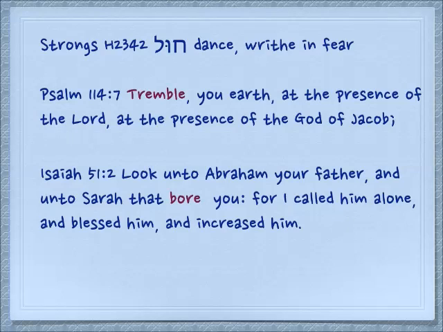Psalm 114:7, "Tremble, you earth, at the presence of the Lord, at the presence of the God of Jacob." Isaiah 51:2, "Look unto Abraham your father, and Sarah that bore you. For I called him alone, and blessed him, and increased him."